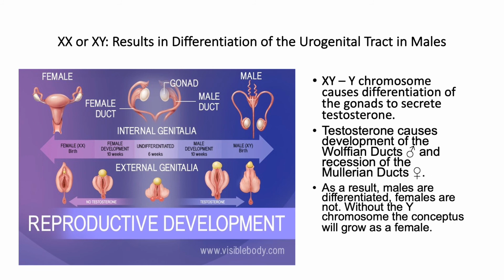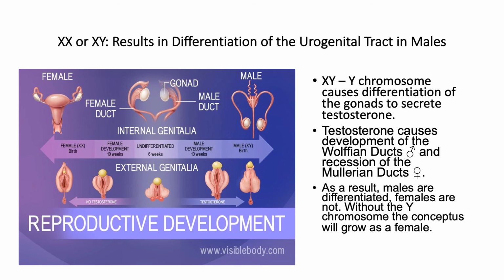Because you really have undifferentiated ducts at first, Wolffian ducts and Müllerian ducts, in the earliest part of the urogenital tract, where the gonads are and what are going to be the ureters and all that. The Wolffian ducts, if there is a Y chromosome and testosterone, develop. And then as a result, the Müllerian ducts will recede. And so what happens as a result of the presence of testosterone is that the urogenital tract externalizes.